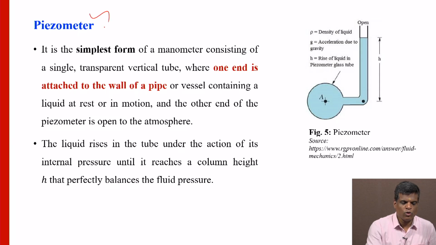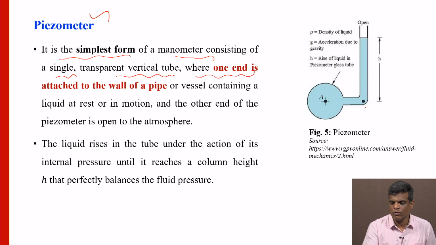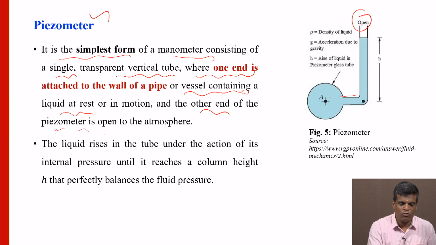So next is the piezometer. The piezometer is the simplest form of manometer. It consists of a single transparent vertical tube. One end is attached to the wall of the vessel containing liquid at rest or in motion. But what about the other end? The other end is open, so the piezometer is open to the atmosphere.